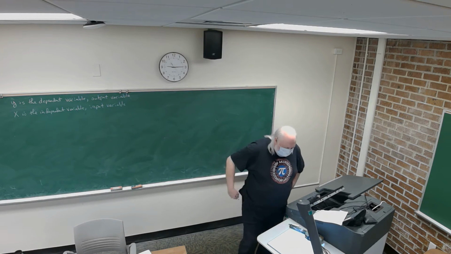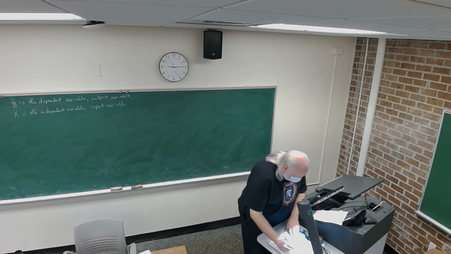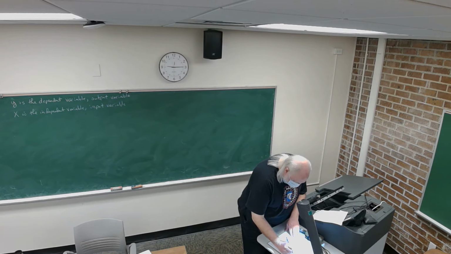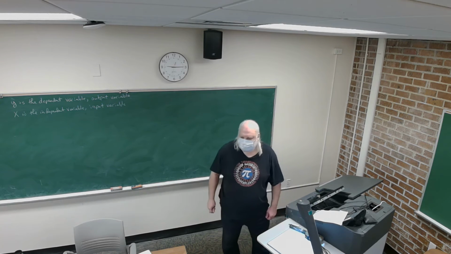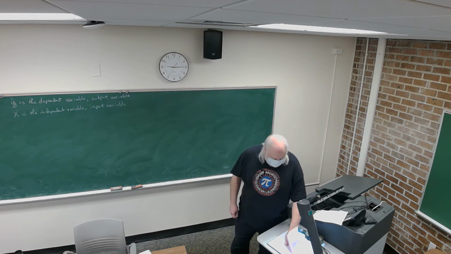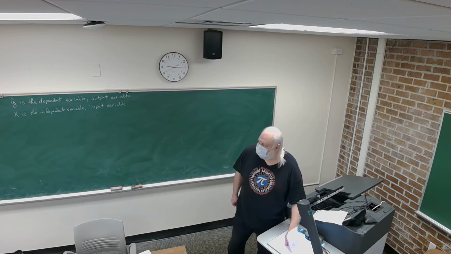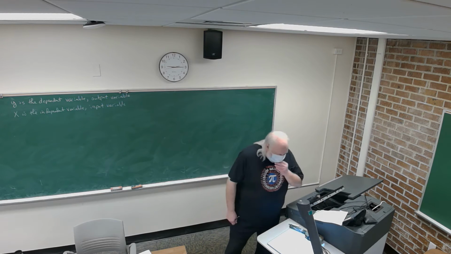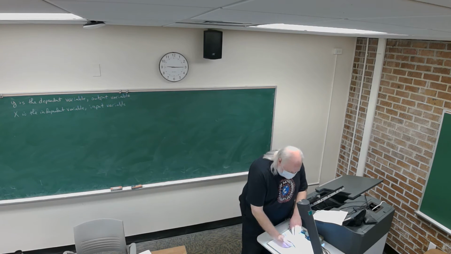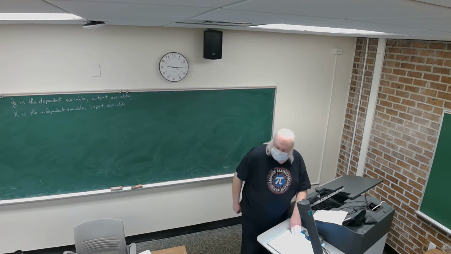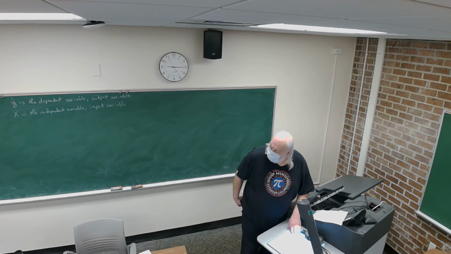Now, remember, y values and function values are the same thing, right? That's why we write y equals f of x. Okay? For each value of x, y is equal to the function value at that value of x. So in A, you're asked to find the value of f of 2. 2 is the value of x. Well, f of 2 is equal to the value of y at x equals 2.